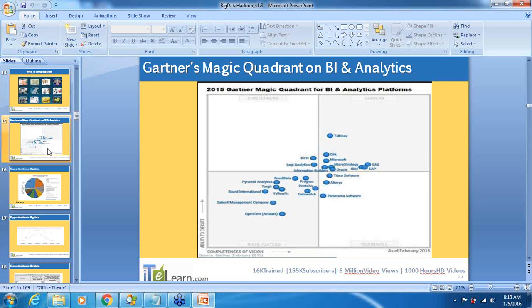he gets reports from many of these companies depending upon their usage and surveys. He will publish this magic quadrant, which would eventually say what kind of tools are more popular. How you should read this diagram is: leaders, challengers, niche players, and visionaries. This is how you need to check it, anti-clockwise.